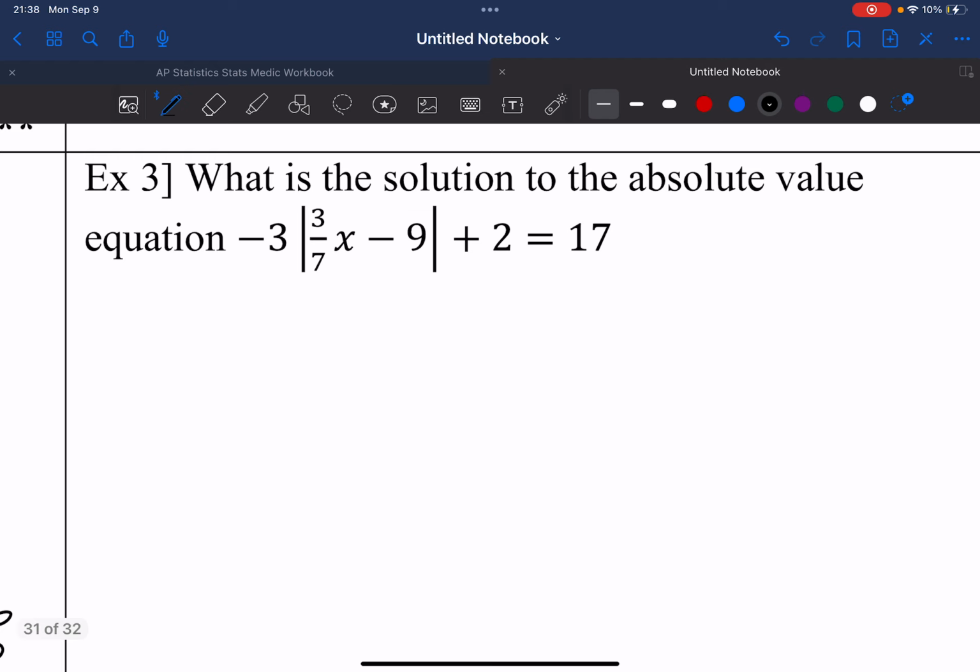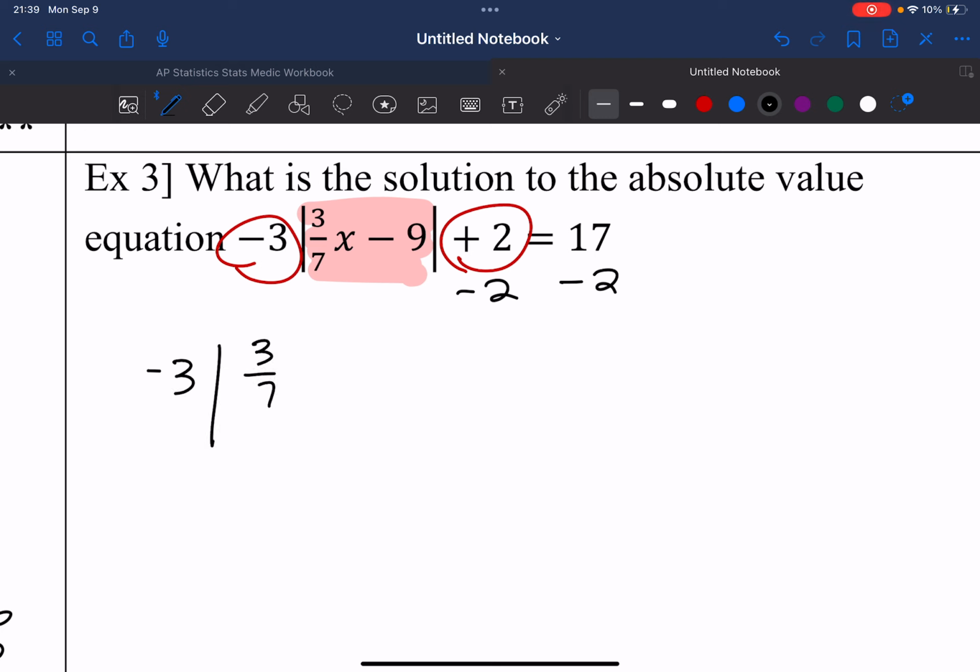Looking at example 3, first I need to isolate my absolute value. So I need to get rid of the plus 2 and the negative 3. I'm going to do that by subtracting 2 from both sides, and I get negative 3 times the absolute value of 3/7 x minus 9 is equal to 15.